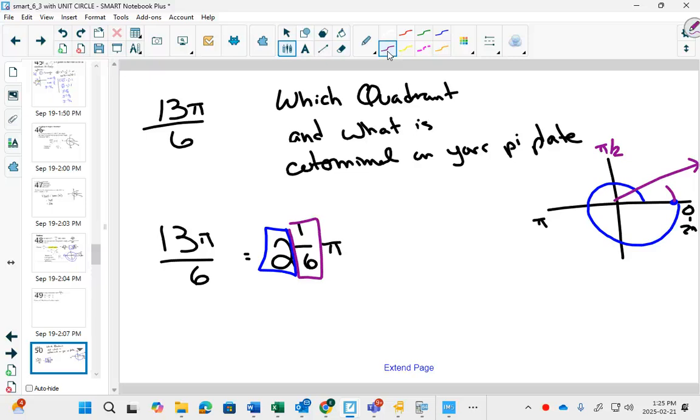So which quadrant is 13 pi over 6 in? It's in quadrant 1. It's coterminal with pi over 6. Because we started with a pi over 6, it's going to be coterminal with a pi over 6. And that's a shortcut for quickly figuring out where it is and what it's coterminal with.